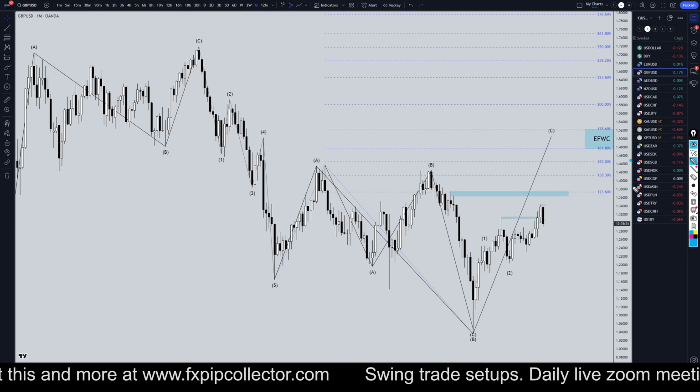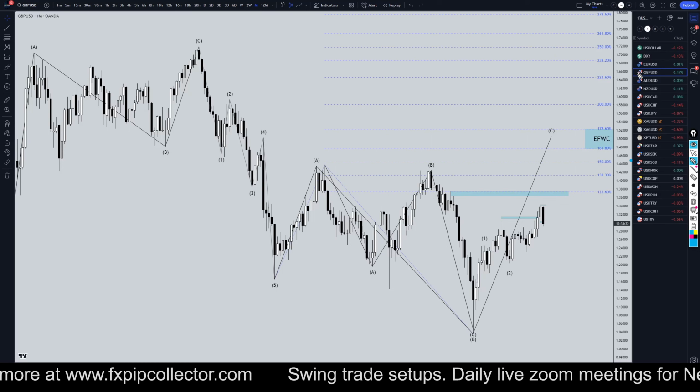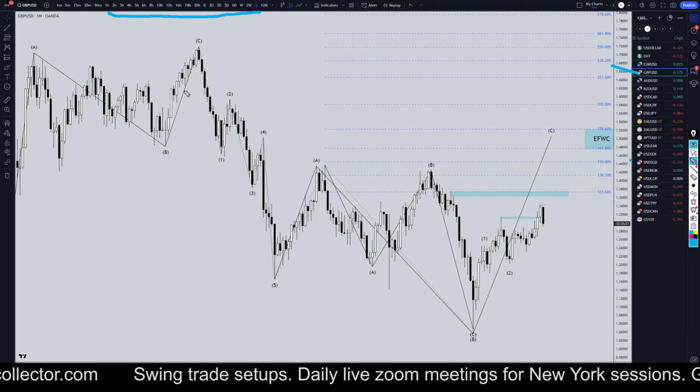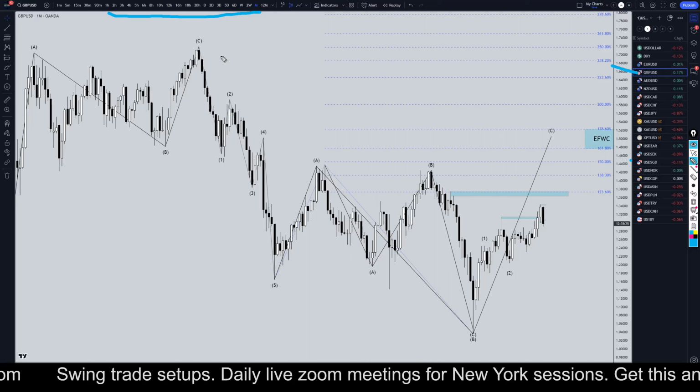Today is Thursday, October 31st, and I'm going to be analyzing the pound US dollar, starting on the monthly, working my way all the way down to the 1 hour time frame for the full top-down analysis.